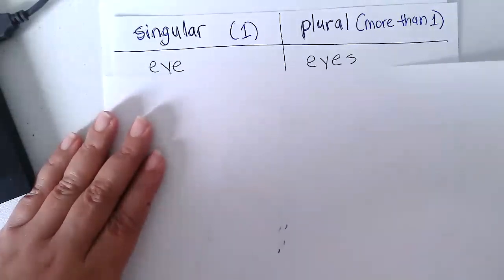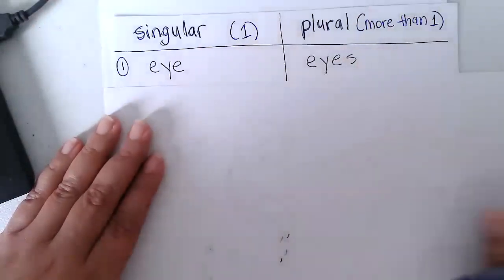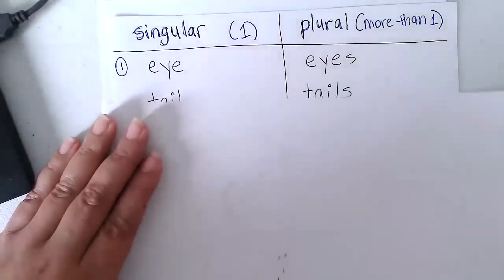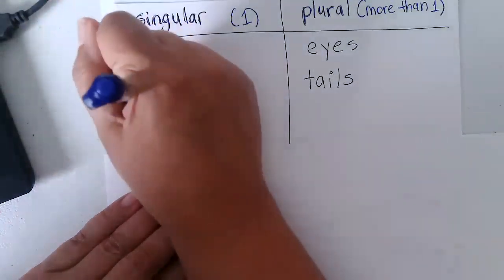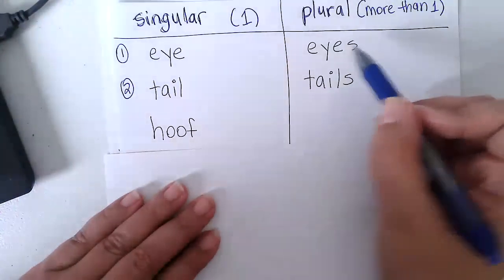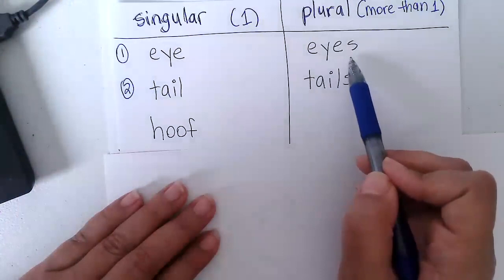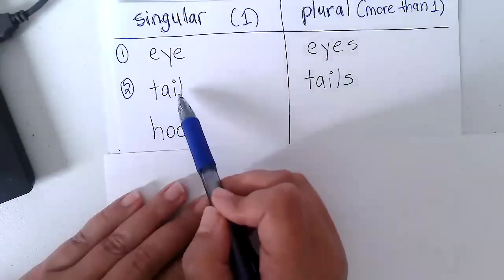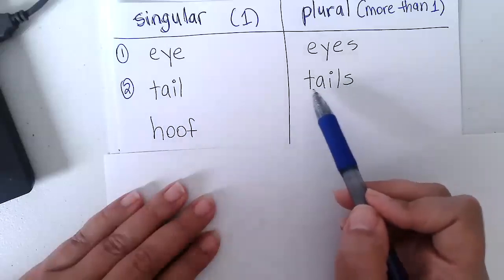So the first thing I'm going to have you write here, why don't we go ahead and do a number 1 just so it's nice and organized. I put a couple words here. Oftentimes when we want to make things plural, we can simply add an S. So 1 eye, 2 eyes. All we did was add an S. 1 tail, 2 tails, or 10 tails, or 50 tails.